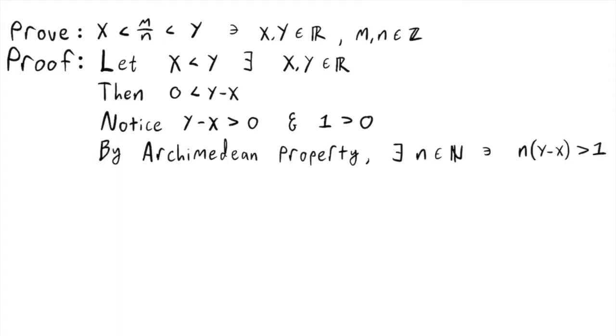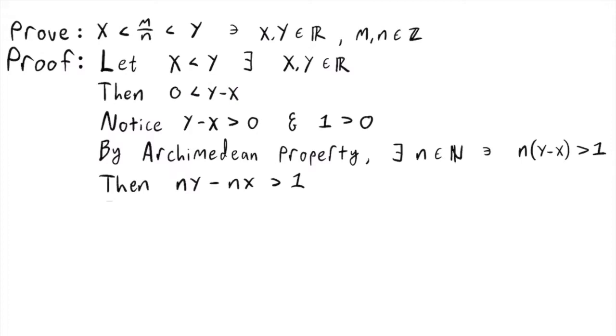So by the Archimedean property, there exists some natural number n such that n times (y minus x) is greater than 1. Now, we can start doing some algebra, distribute the n, yielding ny minus nx is greater than 1. Now notice, ny and nx are both real numbers, since the real numbers are closed under multiplication. So this inequality is telling us that the difference between these two real numbers is greater than 1.